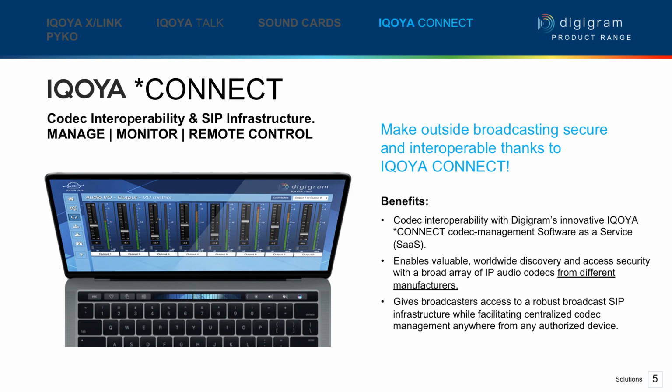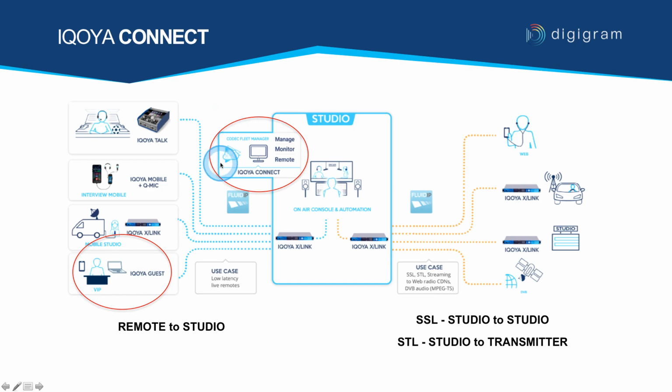Now, if you're a broadcast facility, this is going to be very helpful and useful for you. If you're a university or an organization that's using several codecs, this is very helpful. If you're a church or you're doing simple connections from A to B or one point to many, you might not need the monitoring capability. But this is where it sits in the infrastructure. You might use IQOYA Connect to manage, monitor, and remote control everything that's going on.